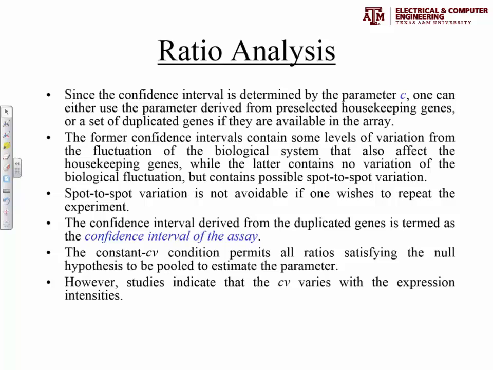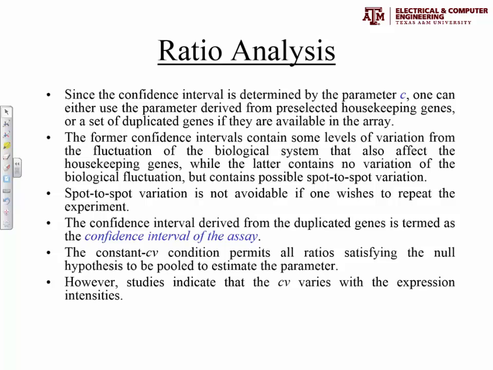Now, the confidence interval that is derived from the duplicated genes is termed the confidence interval of the assay. We have made an assumption that all the spots on the assay have the same coefficient of variation, which means the same ratio of the mean to the standard deviation. The paper gives you some biological justification for that. So the constant CV condition permits all ratios satisfying the null hypothesis to be pooled to estimate the parameter, as I discussed earlier. Once you make this assumption, and I will show you the derivation, the density function that you will get at each spot will not have k as a parameter.